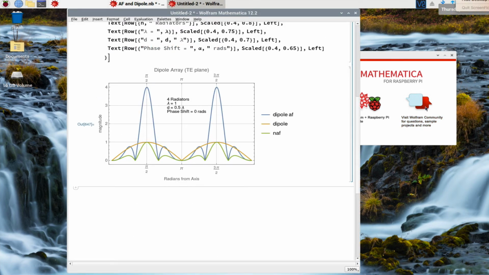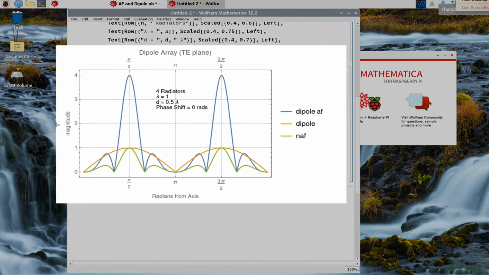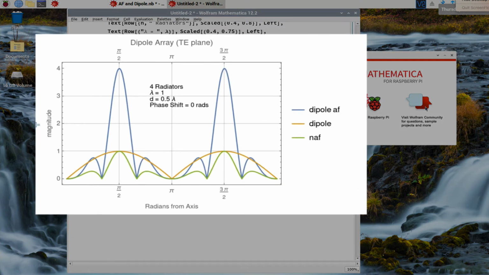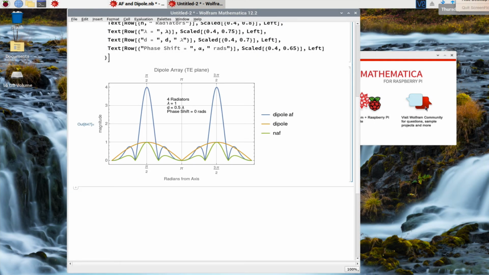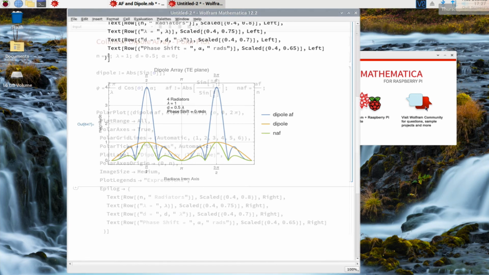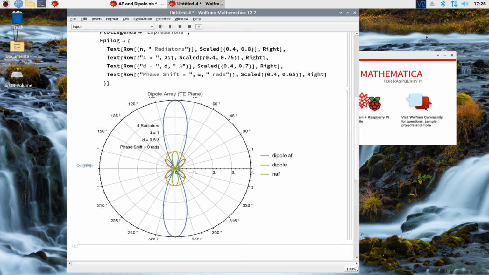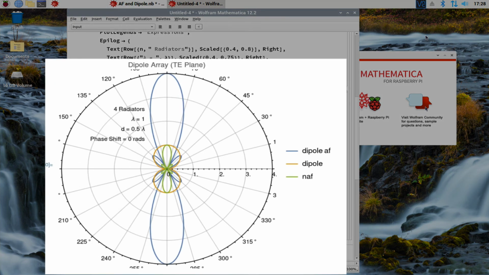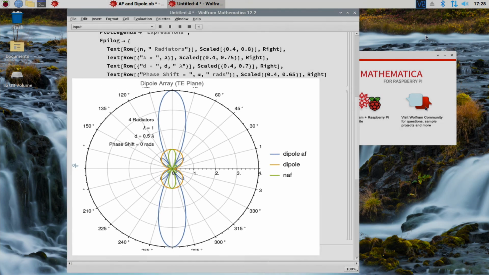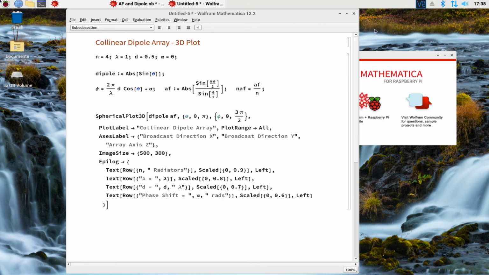In this plot, we see how the array factor significantly alters the radiation pattern of the dipole. If we examine the polar plot, we'll notice that all of the signal energy is broadcast perpendicular to the array axis, and none comes off the end of the array. Putting it all together, we get the 3D plot.